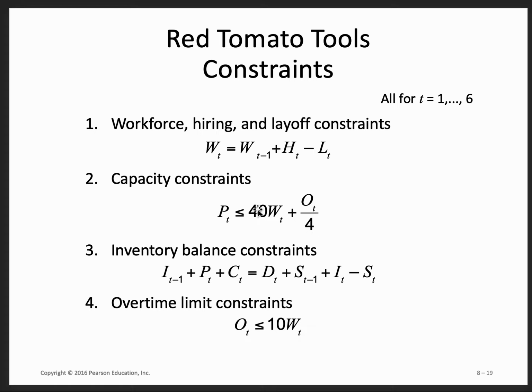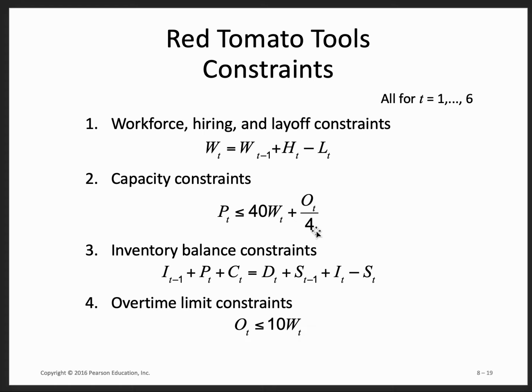40 units per person for the whole month. Why is it 40? Because one worker can work 160 hours and it takes 4 hours to make a single unit. So 160 divided by 4 is 40. So each worker in a month can make 40 units by themselves. And OT is the total number of overtime hours.